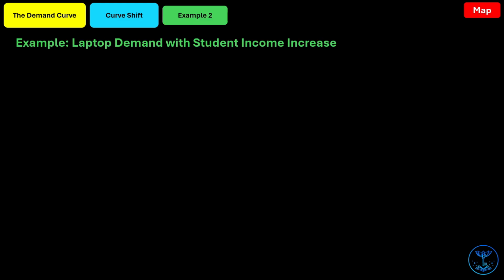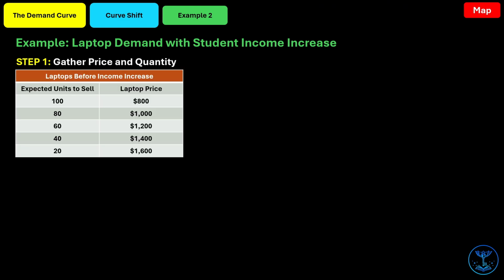All right, so let's look at an example. Let's look at laptop demand with a student income increase. So step 1, let's gather our price and quantity. Here we have the laptops before the income increase. We can see here on the right side, the laptop price. So for $800, we can expect to sell 100 units. For $1,000 for a laptop, we can expect to sell 80 units, and so on.